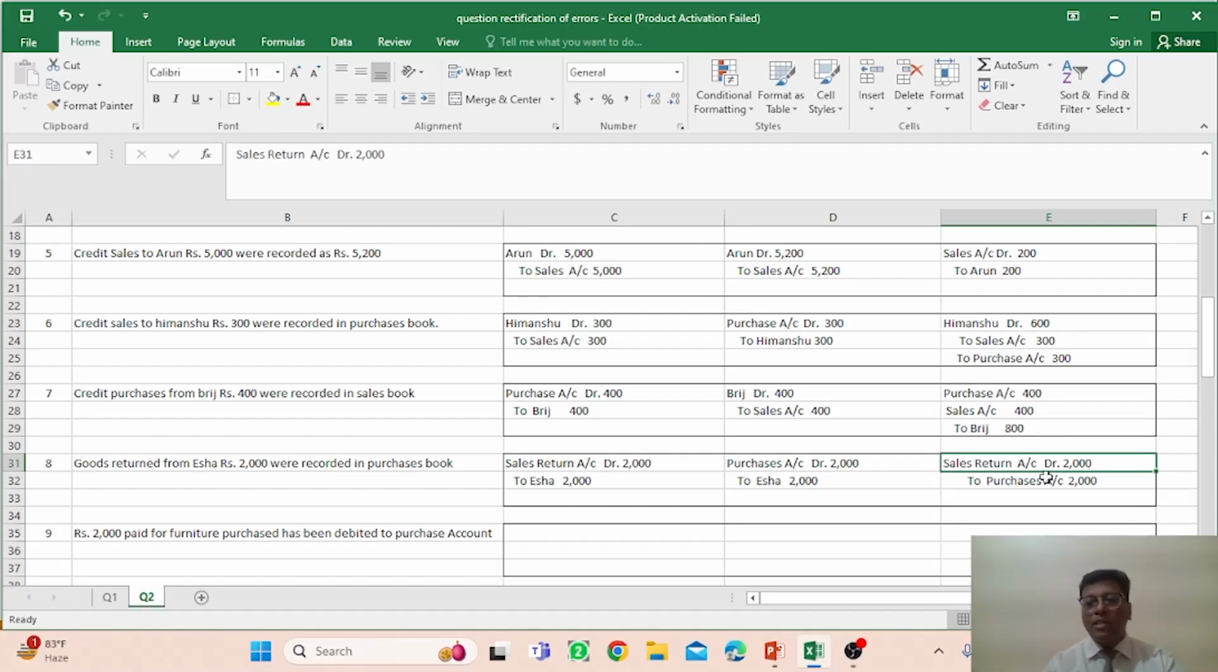So now this is the option with you: you should write the sales return account on the debit side, and the purchase account was wrongly debited. So what is the way you will make it correct? The purchase account should be credited now in the rectification entry, to purchases account by 2000. So this is the correction. And now the next transaction is that rupees 2000 paid for furniture purchased has been debited to purchase account.